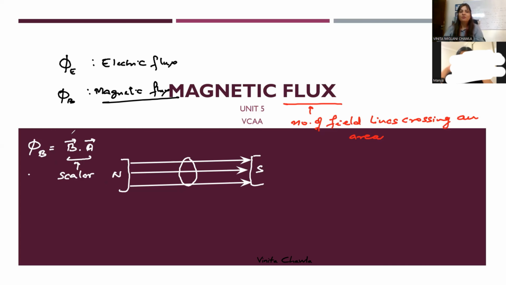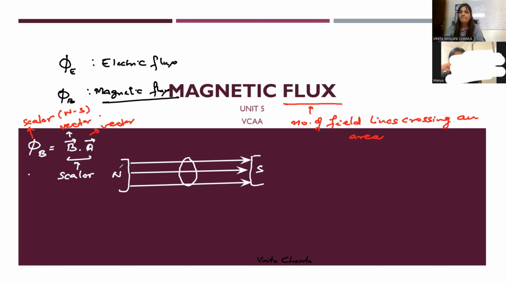So magnetic field intensity is a vector quantity, right? This we know, no? Magnetic field intensity is a vector quantity. It has direction north to south. And this area vector is also a vector quantity. But when we take the scalar product of these two vectors, we get a scalar quantity. So magnetic flux, because it is just the number of field lines crossing an area, is a scalar quantity.